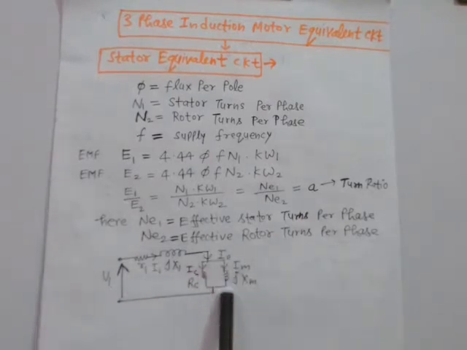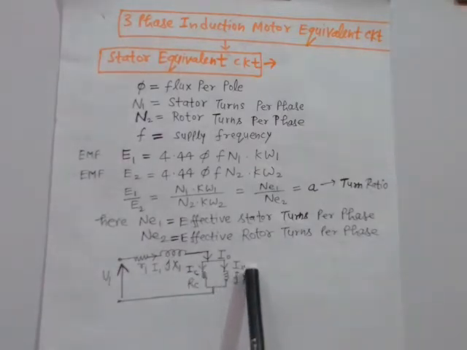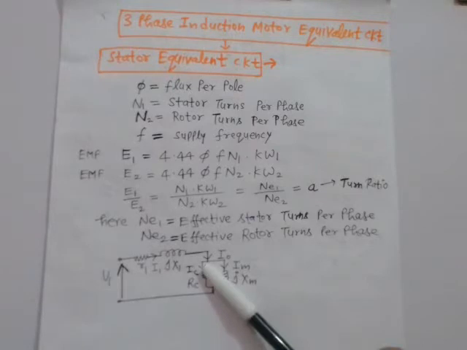This is the representation of core loss, right? RC represents the core loss resistance and IC is the core loss current. IM is the magnetizing current and XM is the magnetizing reactance. So you write jXM in electrical terms, right? XM is the magnetizing reactance, which is the representation of magnetization of the core, right?